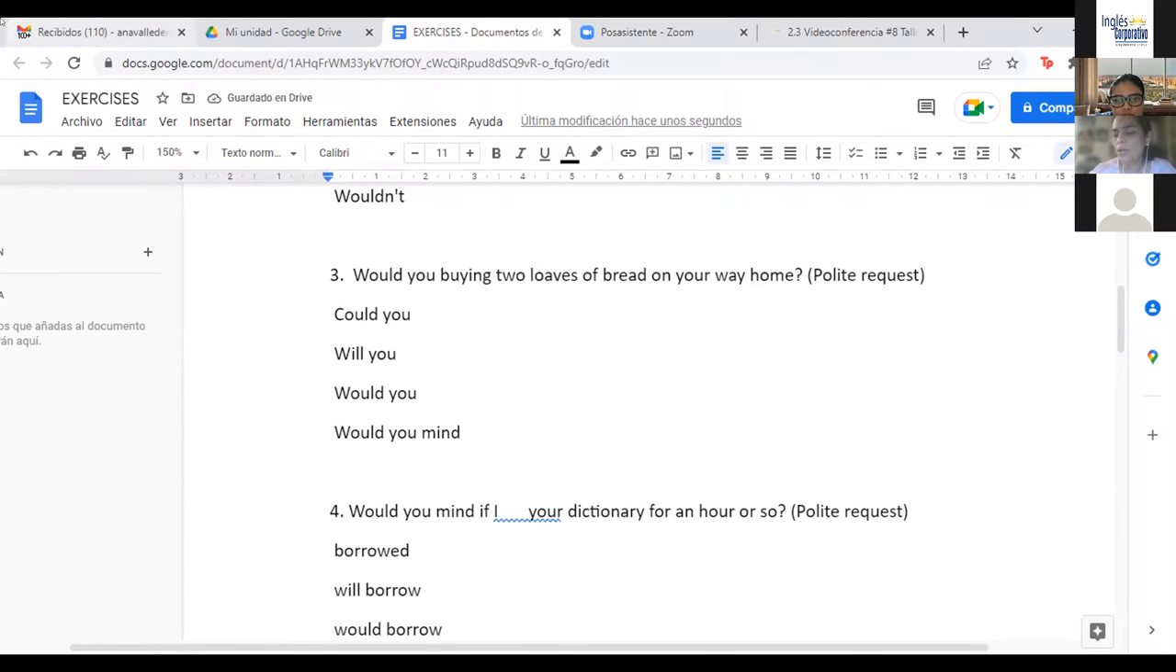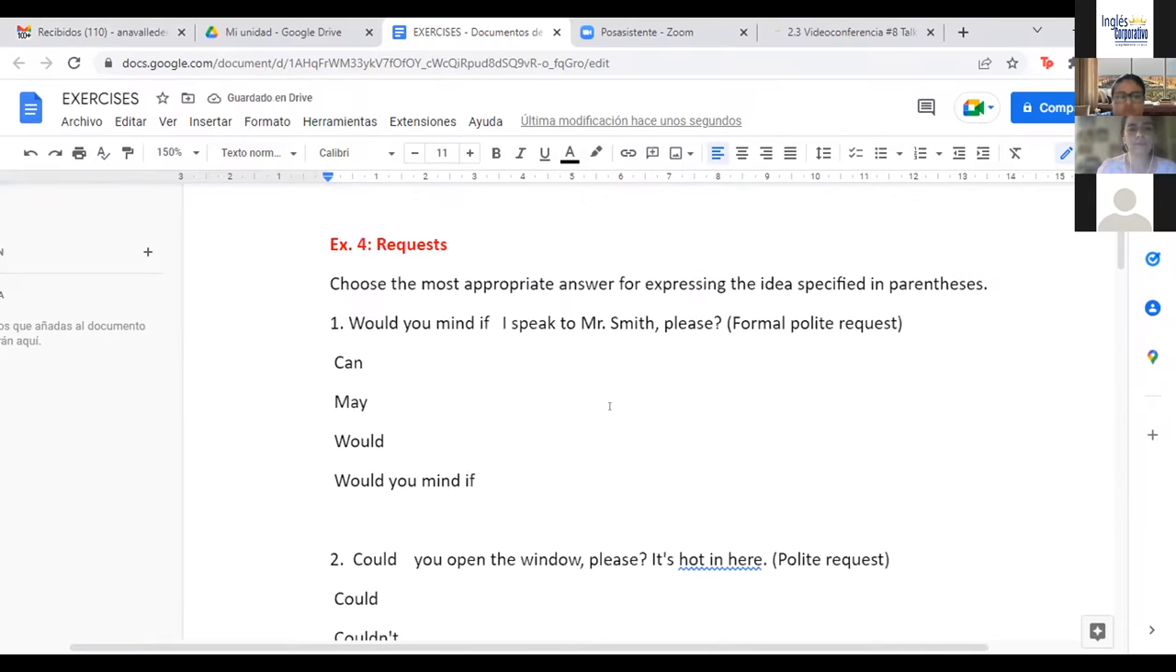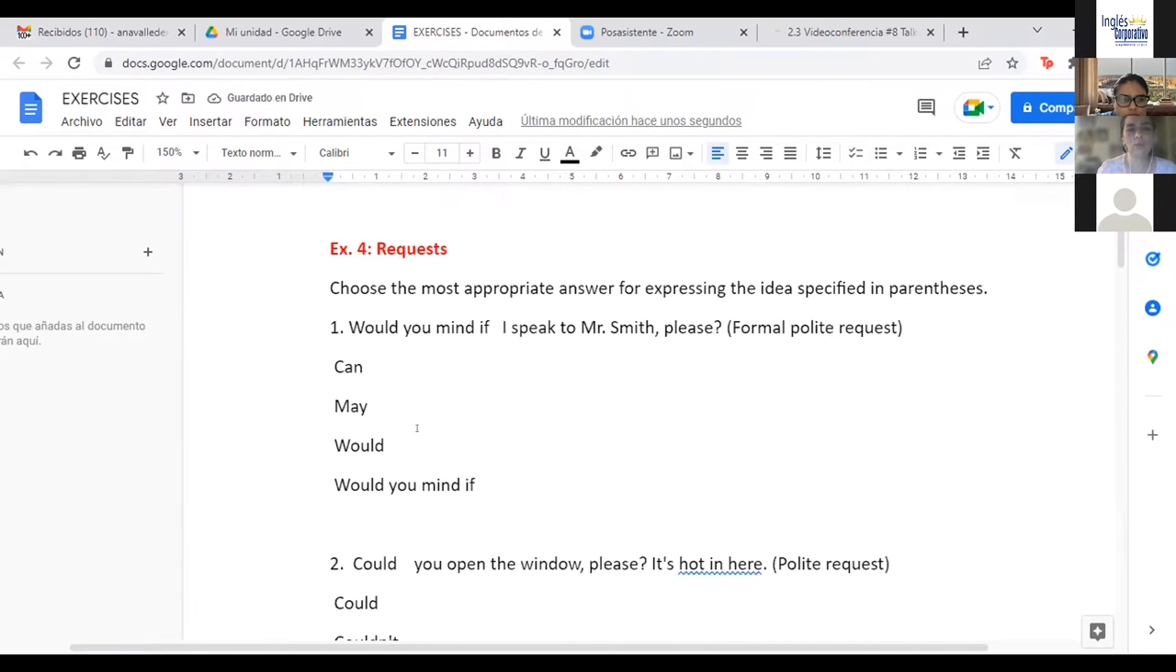¿Cómo se traduce eso? When you use, in that case, because you have the ing, you use would you mind. After would you mind, we use ing. So you say, would you mind buying? ¿Te importaría? Entonces, and this one is, sí. Would you? Sí, would you mind?